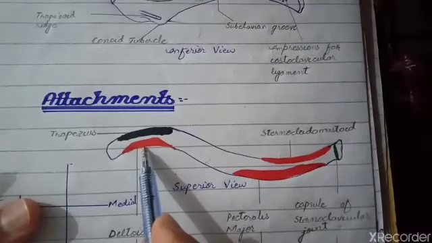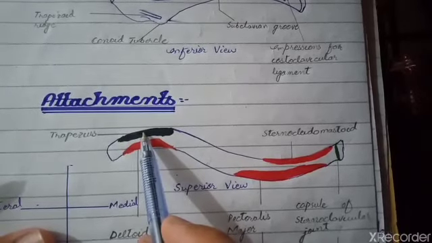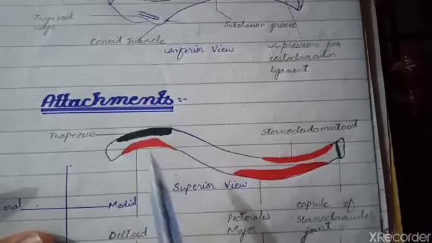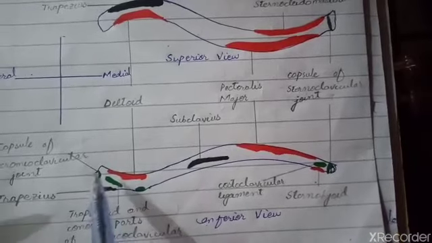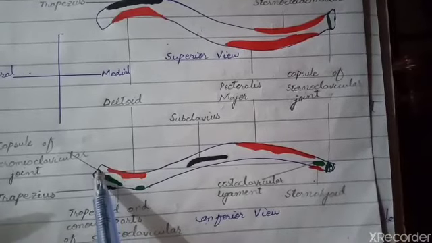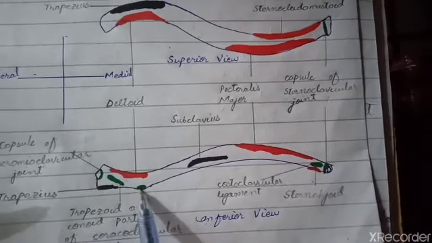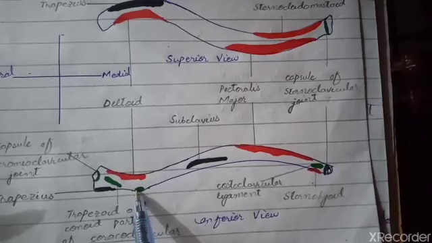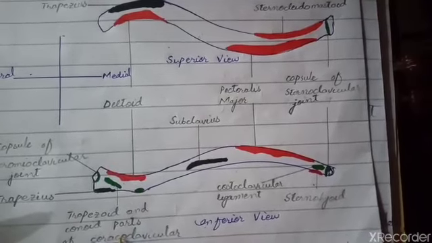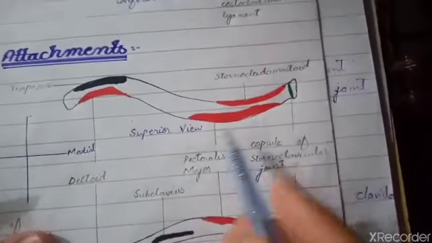And about its attachments, on the anterior aspect of its lateral end there is origin of deltoid muscle, and on the posterior aspect of its lateral end there is insertion of trapezius muscle. On its inferior aspect, the lateral end has the attachment of the capsule of acromioclavicular joint, and the conoid tubercle and trapezoid ridge are used for the attachment of the trapezoid and conoid parts of the coracoclavicular ligament. The coracoclavicular ligament attaches the coracoid process of scapula to the clavicle.